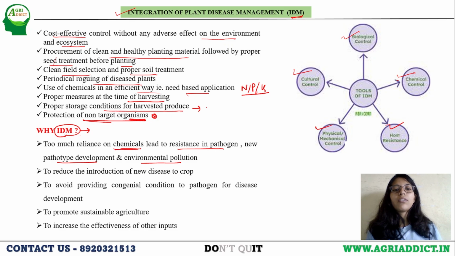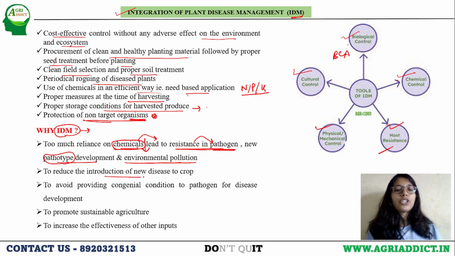So, as we have said, the use of certain chemicals leads to resistance in the pathogen. So, we need to use other methods like the use of biocontrol agents. And we need to adopt the cultivation of various disease-resistant varieties so that resistance development in the pathogen is reduced and new pathotype development is also inhibited. And reduced use of chemicals will also reduce the pollution of the environment.